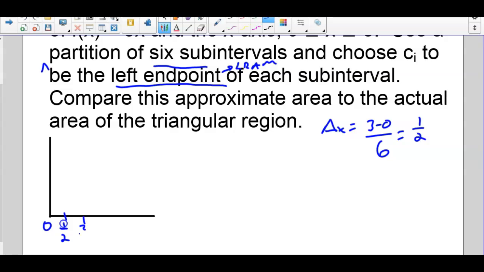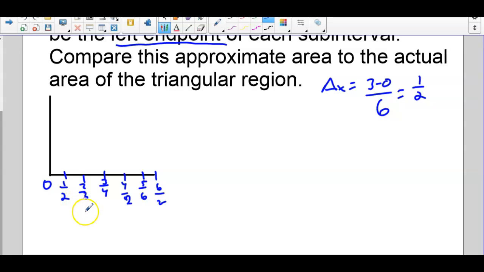1/2, 2 halves, 3 halves, 4 halves, 5 halves. How far do I go? 6 halves. Why do I go to 6 halves? That's 3, right? 2 halves is 1, 4 halves is 2, and this is 3. And we've got to go from 0 to 3, right? So there are our rectangles right there.